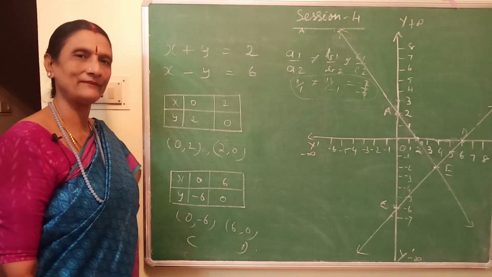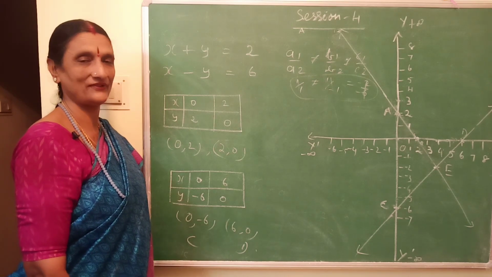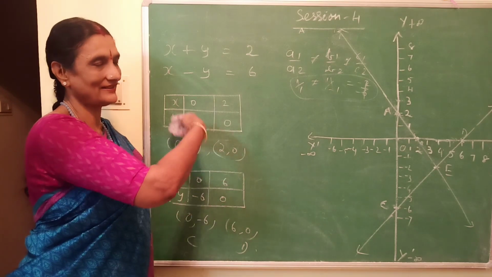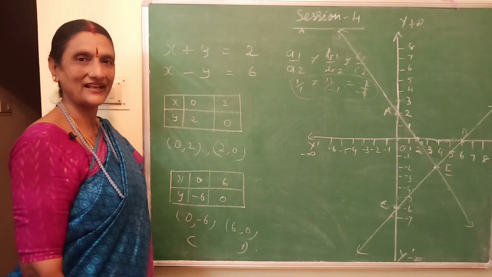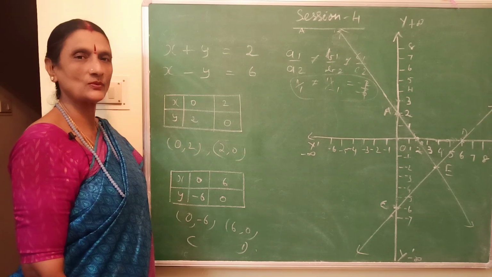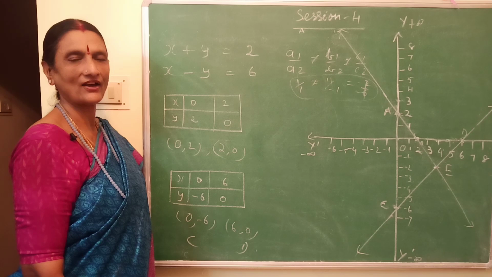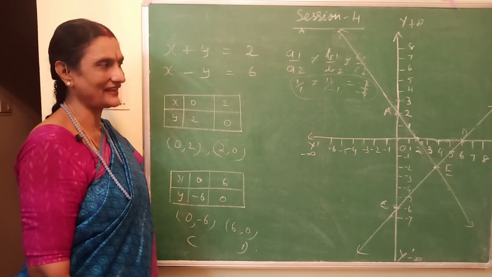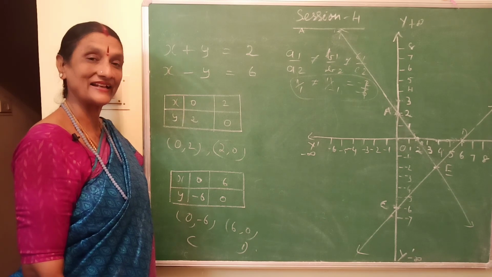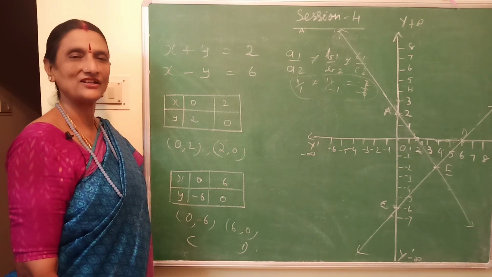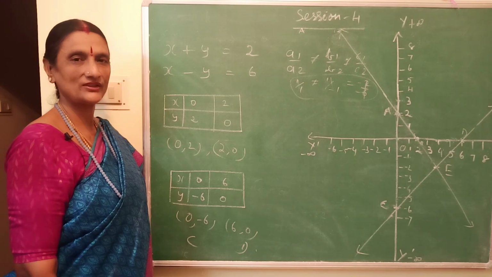But when we compare the ratios of the coefficients, we can see that none of these ratios are equal. They are distinct. All three are distinct values, so each one is unique. Therefore, we don't get a parallel line or a coincident line. We get two intersecting lines, and there is only one solution. The equations are consistent equations, and the lines are intersecting lines. So this much you have understood.